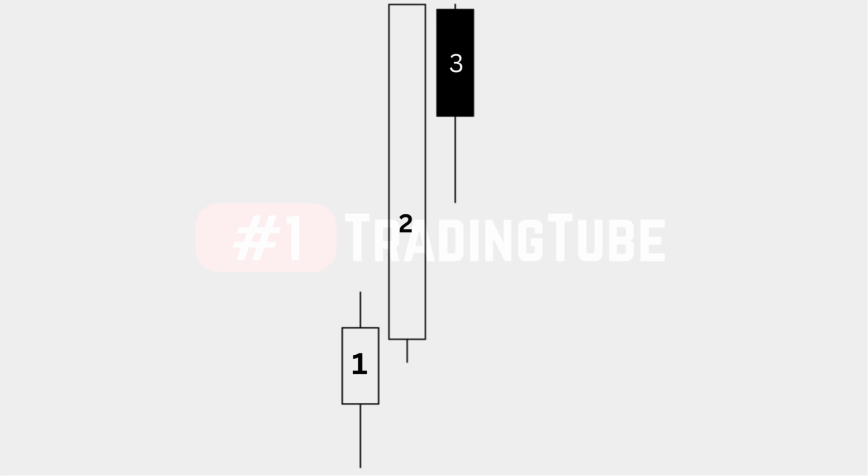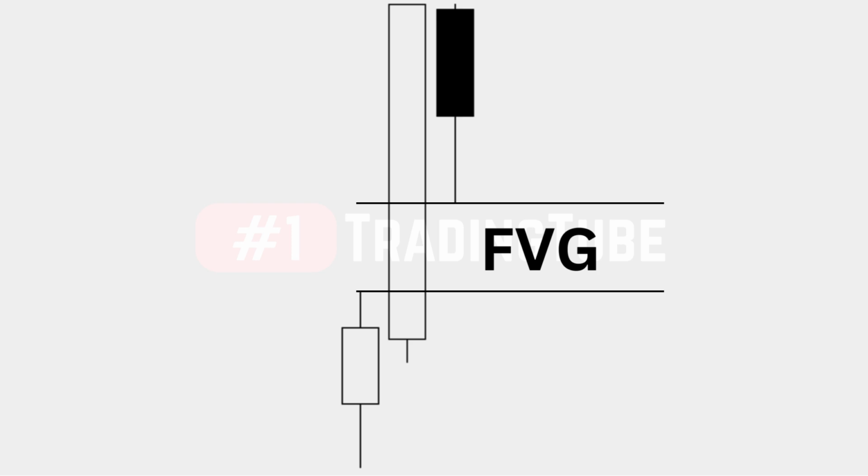Let's start with the basics. What exactly is a fair value gap? Picture this. You're analyzing a price chart, and you notice three consecutive candles. The middle candle, known as the fair value gap, stands out because its body doesn't overlap with the bodies or wicks of the candles on either side. This unfilled body represents a gap in fair value, indicating a potential imbalance.